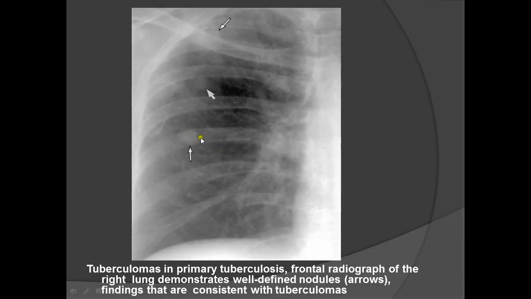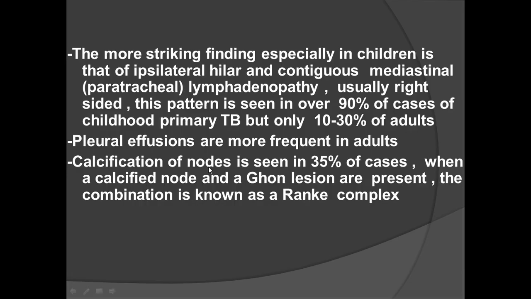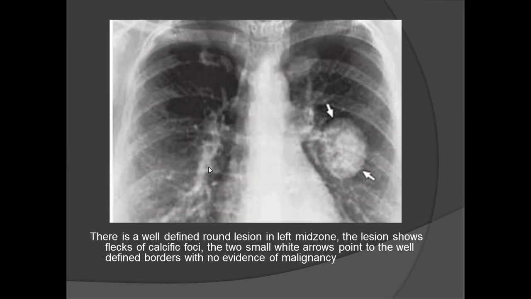Then come these granulomas, the rounded, lobulated, soft tissue densities within the chest. The most striking finding, especially in children, is ipsilateral hilar and contiguous mediastinal paratracheal lymphadenopathy, usually right-sided. This pattern is seen in over 90% of cases of childhood primary TB. Pleural effusions are more frequent in adults. Calcification of nodes is seen in 35% of cases. When a calcified node and a Ghon lesion are present, the combination is known as Ranke's complex.